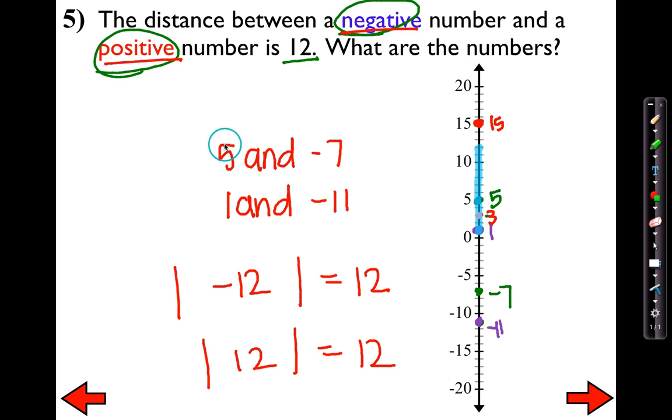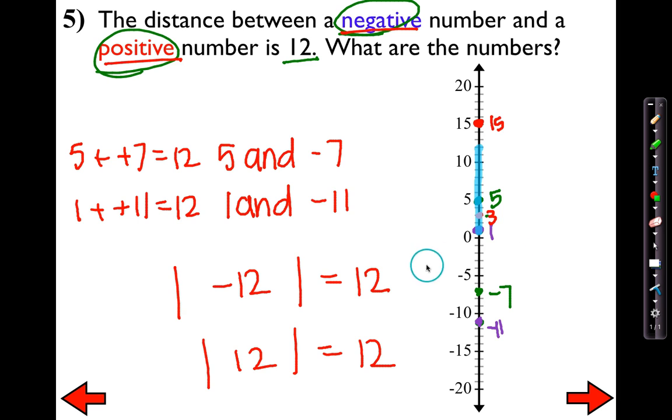So notice here, 5 minus negative 7. If you add the opposite, that would have given you 12. Here, 1 minus negative 11 would have given you 12 as well. Now, the only limiting part was they did ask for a negative and a positive number, so we couldn't have used 2 negative numbers, which would have given us this type right here.